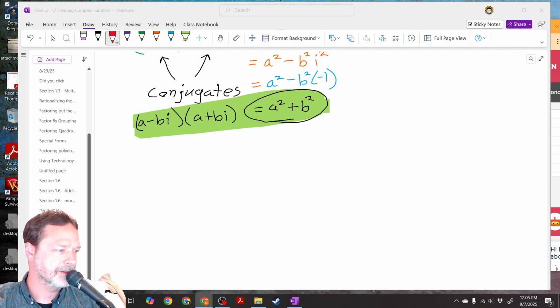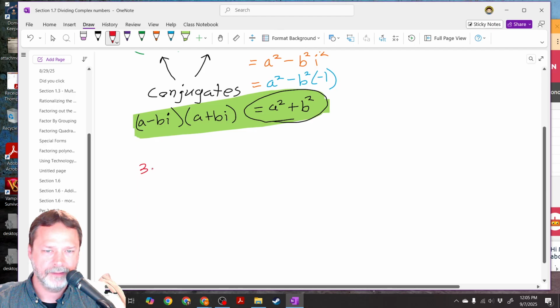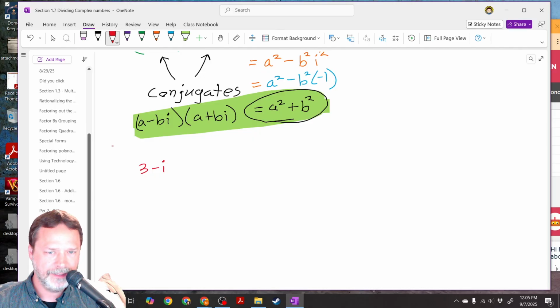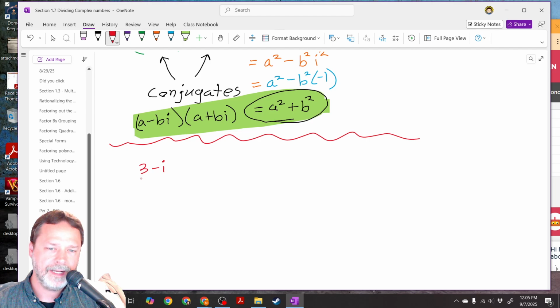And when I say some, I think I mean two, because how many examples do we need? If you want more, of course, let me know. I'm glad to do them. What if we had 3 minus I, for example, divided by 2 plus 7i?